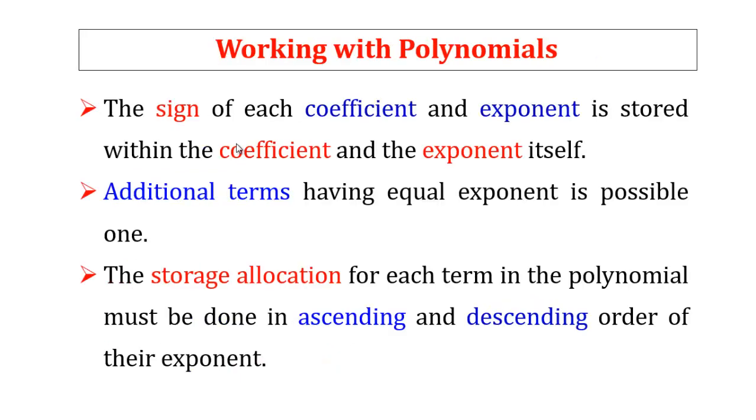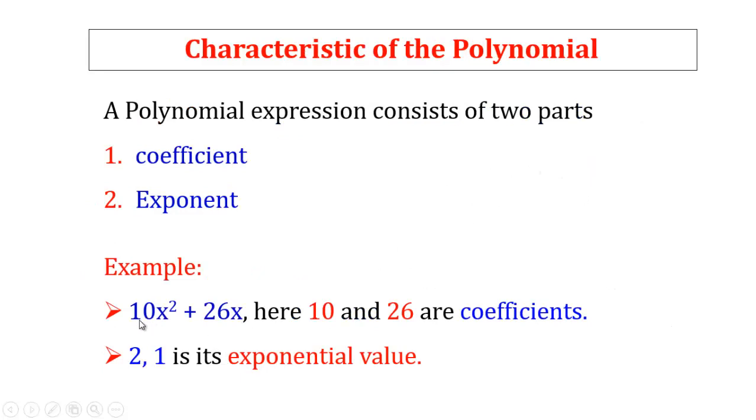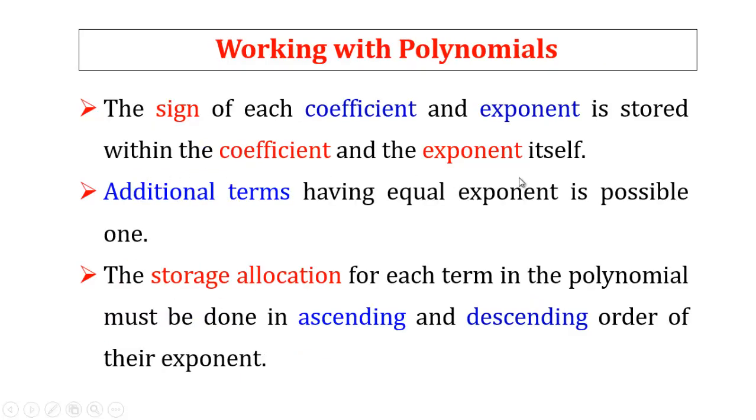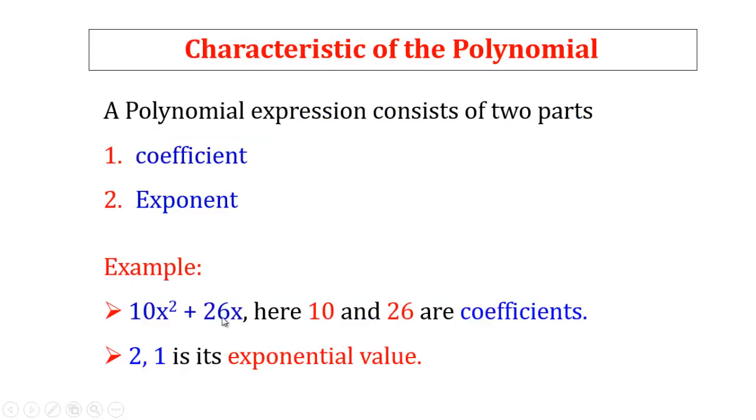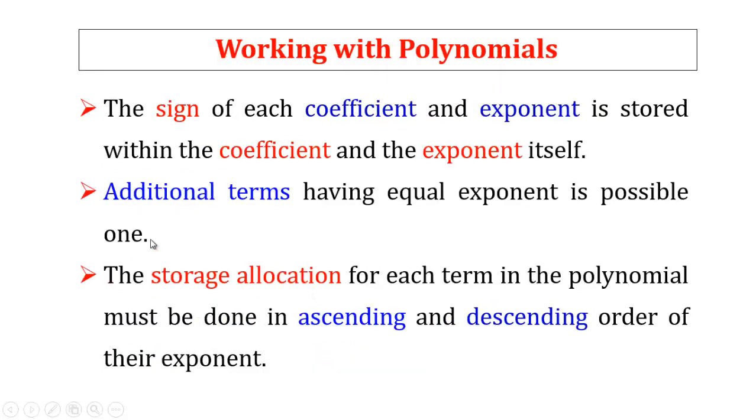Now, how does the working model of a polynomial look? The sign of each coefficient and exponent is stored within the coefficient and the exponent itself. This we call the coefficient, this we call the exponent. Each may be a positive number or a negative number. Additional terms having an equivalent exponent are also possible. For example, the notation 10x^2 plus 26x^3, like this it goes on. That is, additional terms having an equivalent exponent are possible.